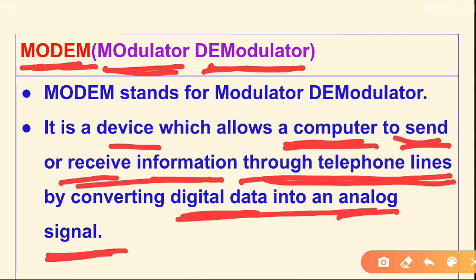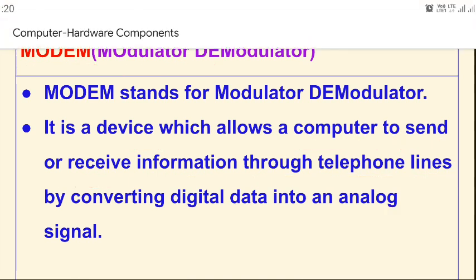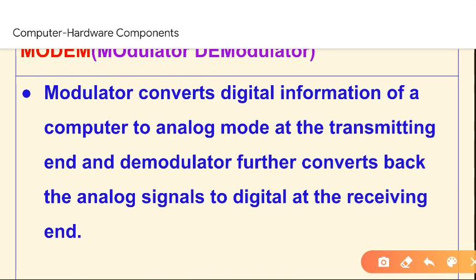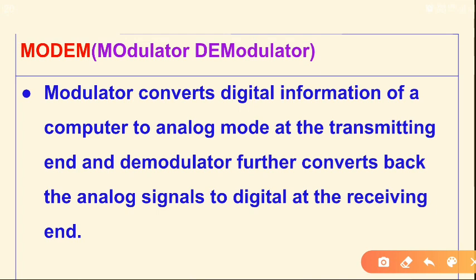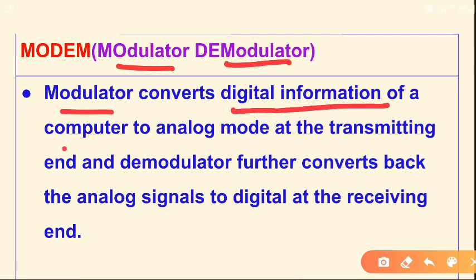Let me explain how a modem works. In a modem there are two parts, modulator and demodulator. What does the modulator do? The modulator converts digital information of a computer to analog mode at the transmitting end. Transmitting means the end from where the data is sent.